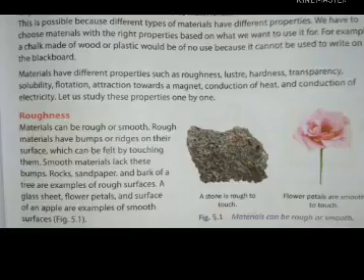However, smooth materials do not have these bumps, they lack these bumps. Rocks, sandpaper, and bark of a tree are examples of rough surfaces. A glass sheet, flower petals, and the surface of an apple are examples of smooth surfaces.